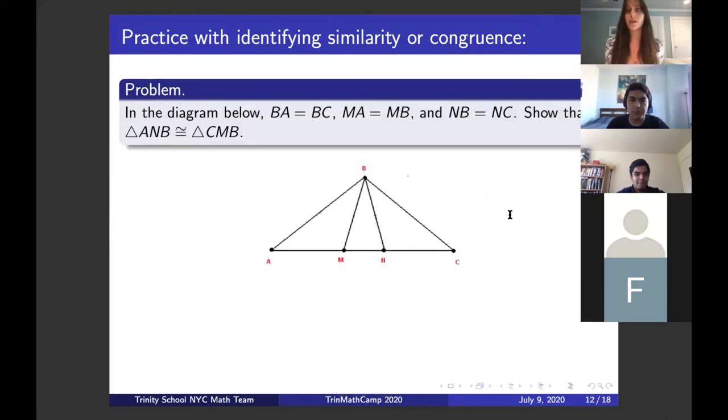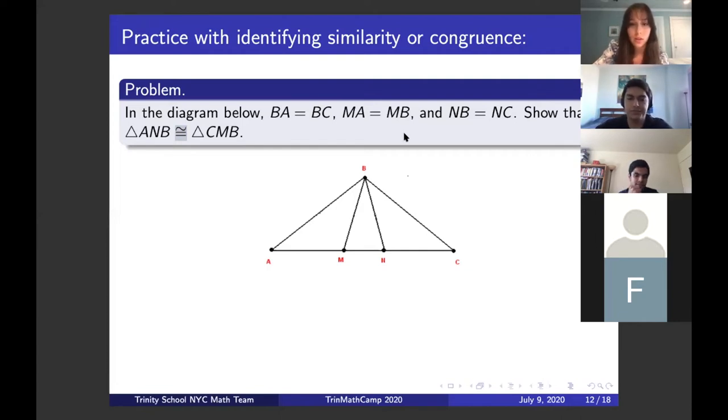So now we're going to do a cool problem with this, using what we know about congruence and similarity. And this little symbol right here, does anyone know what it means? You can put it in the chat. A quick refresher. Yeah, there are a few answers in the chat, but there's definitely a little bit of confusion, so it'd be great to go over it. That symbol means congruent. It means that they're the exact same triangles.